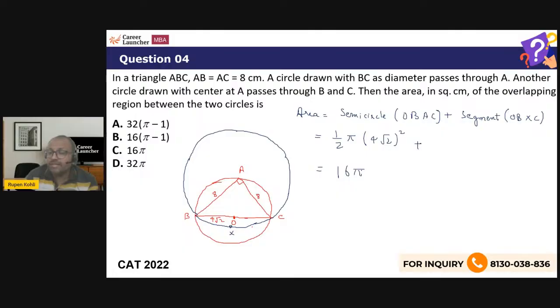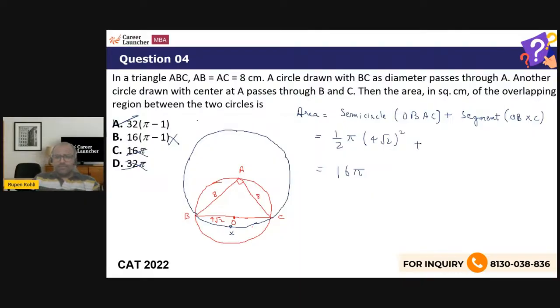Look at the options. You can easily eliminate. Why? 16 pi is ruled out. Area is more than 16 pi. 32 pi is also ruled out because clearly this area is much smaller than that. You can visually see that, and it is impossible for this area to be equal to 32 pi. Clearly you can rule this out. 16 pi minus 16, not possible. It has to be more than 16 pi. Only this can be correct. So actually, even with geometry, where we are finding area, you can just eliminate. First part only, you can eliminate the options. It must be option A.